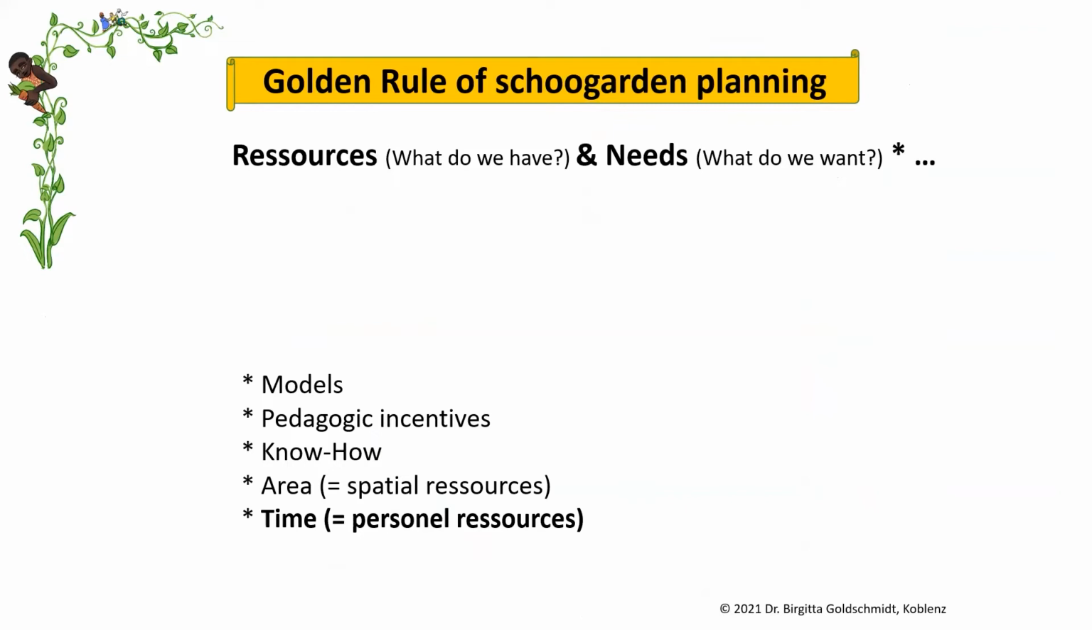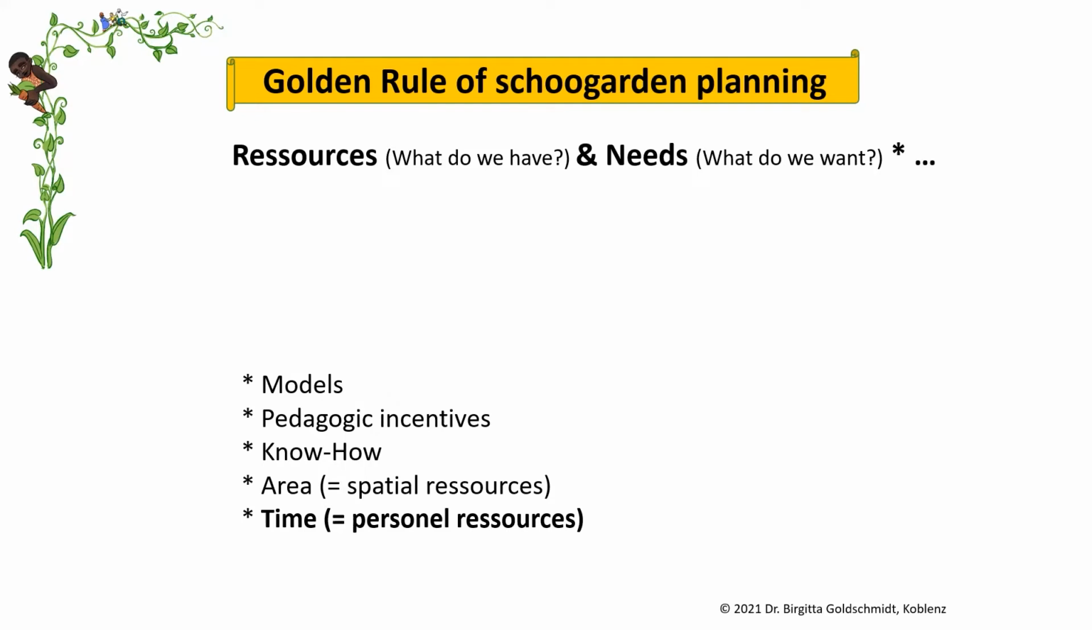What can the needs be? So you have to consider the models you have of the school garden. You have to consider the pedagogic incentives. You have to consider the know-how which is there. And of course, you have to consider your spatial resources, which is what is the area like that you want to make your school garden.